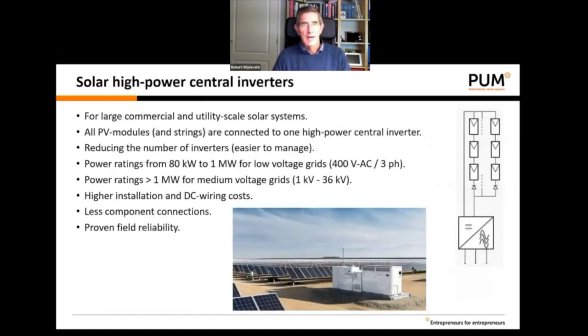And then we have the high power central inverters for the solar plants. These are for the large systems. We have the central inverters up to 1 megawatt. These are high power. We have inverters for low voltage grid and inverters for high voltage grids. Higher installation and wiring costs, but you have only one inverter instead of multiple inverters. So you have fewer component connections. You have a good reliability of the system.